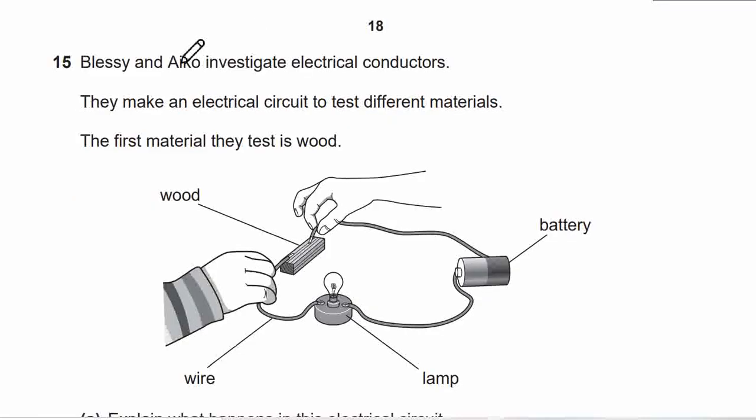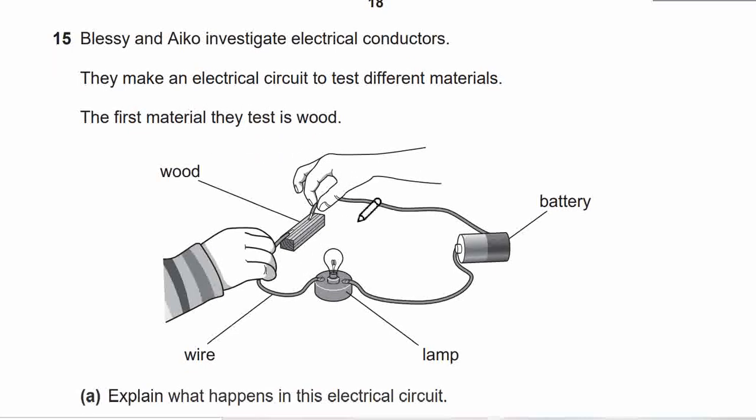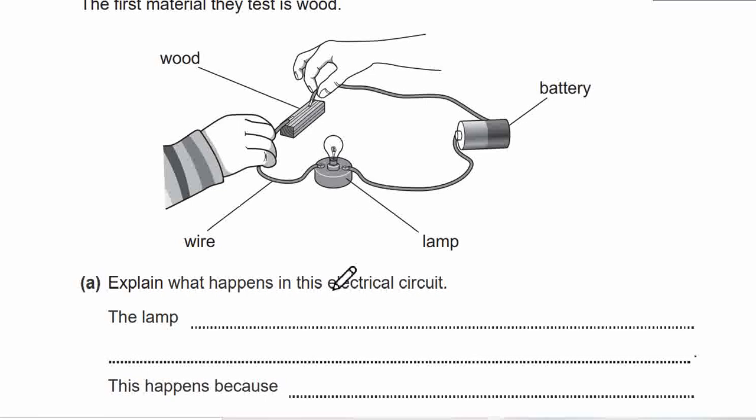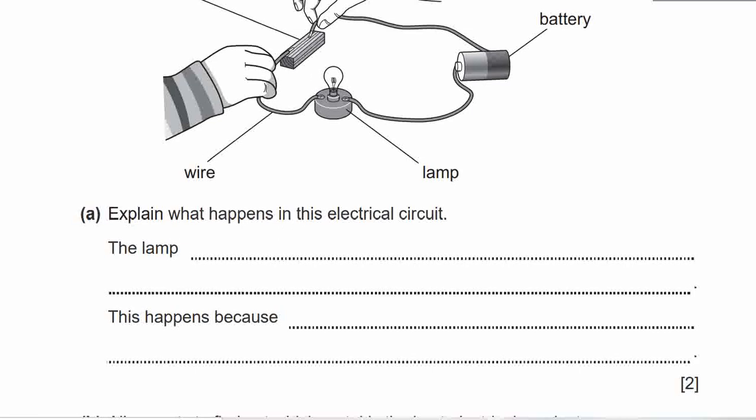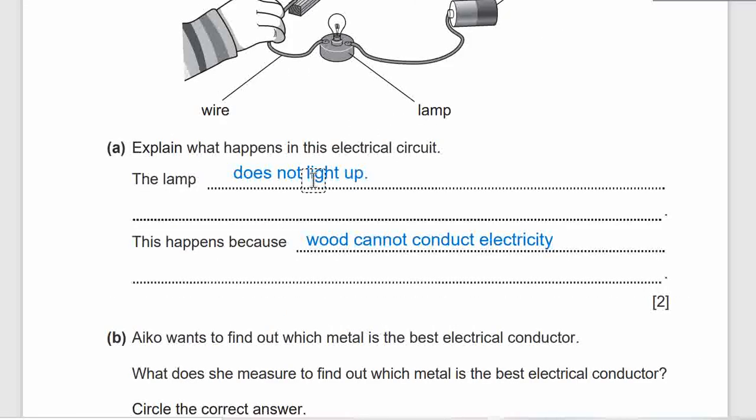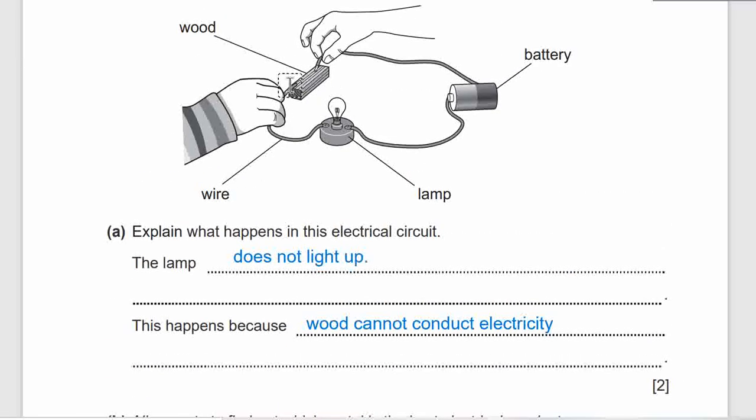Question 15. Blasey and Aiko investigate electrical conductors. They make an electrical circuit to test different materials. The first material they test is wood. Explain what happens in this electrical circuit. The lamp will what? And this happens because of what? The lamp does not light up, because the wood cannot conduct electricity.